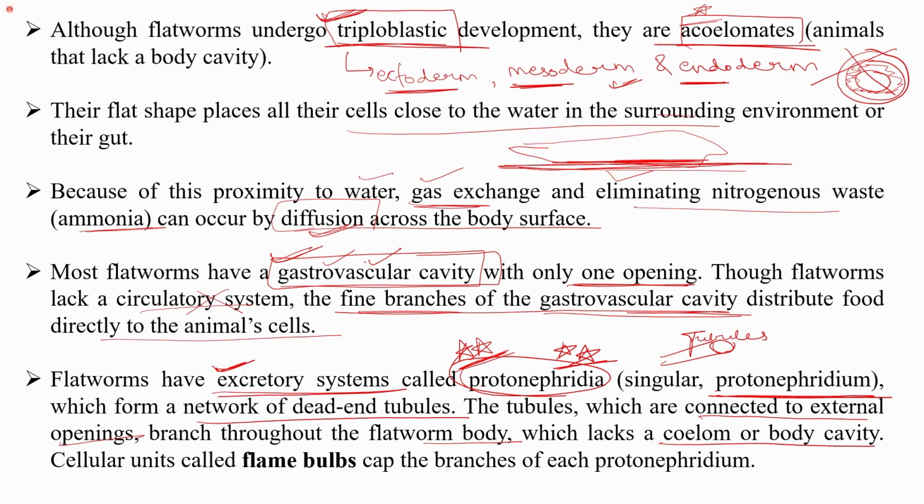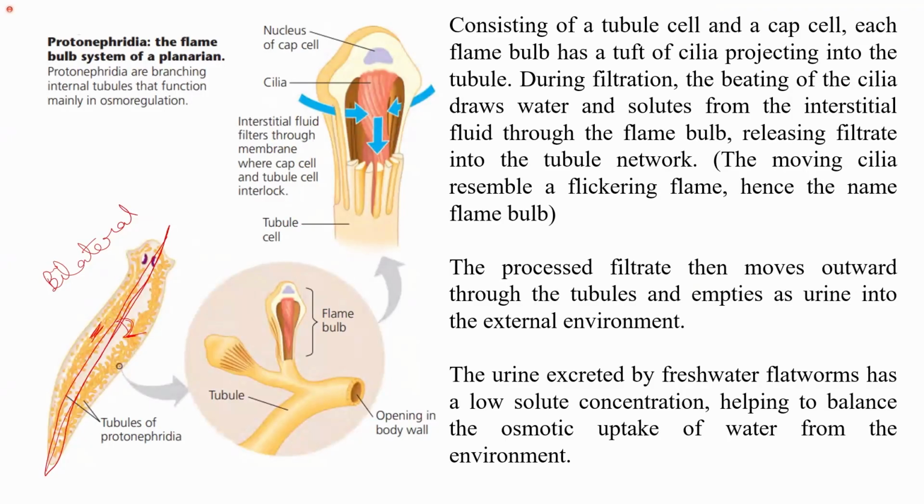So when we learn about cnidocytes, we learn that they have a specialized structure called nematocyst. In a similar way, if I talk about the single unit of protonephridia, the single unit is called the flame bulb. The cellular units called flame bulbs cap the branches of each protonephridium. This can be made clearer with the help of this diagram. You can see this is the protonephridial system of a planarian. Planarian is an example of platyhelminthes.